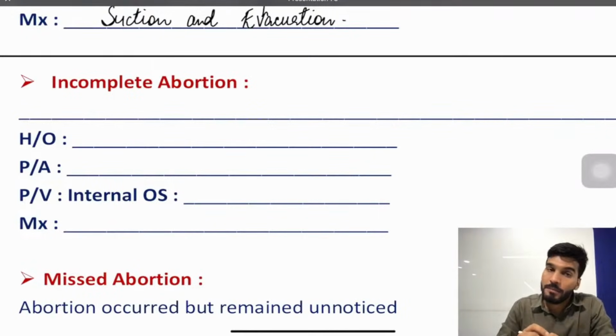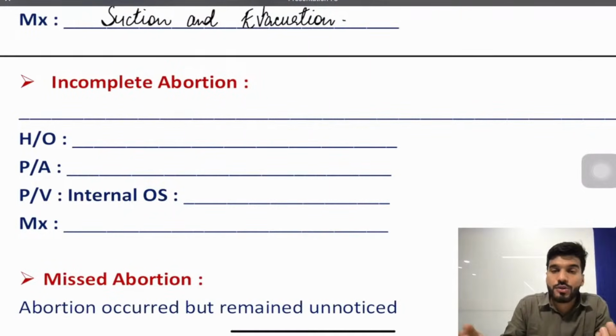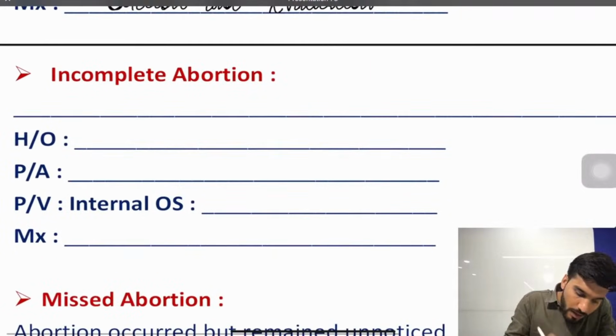What do we call it, children? Blighted ovum. Now the third type is called incomplete abortion. What is incomplete? The abortion has not been completed. So write it down. Abortion occurred.